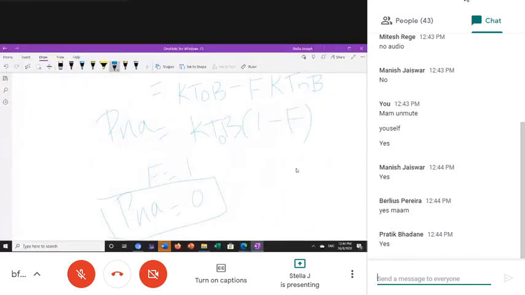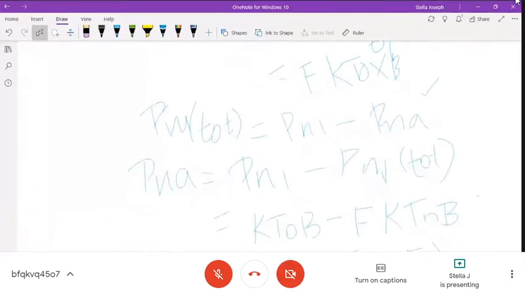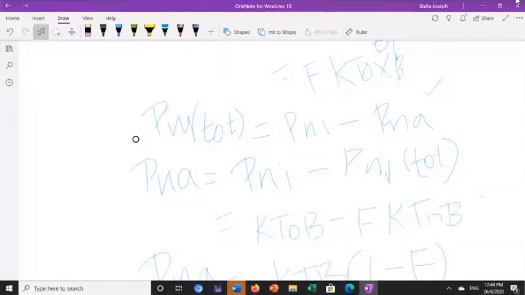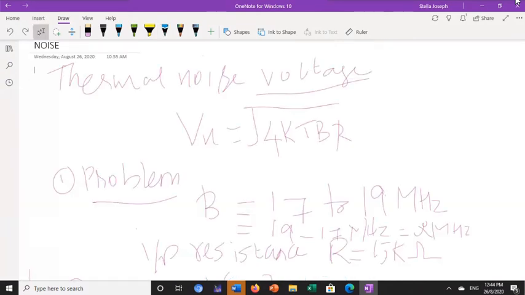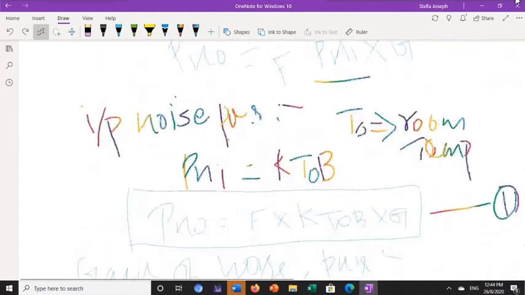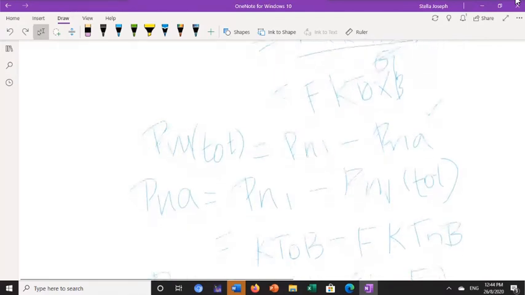Sorry. So here, the equation will become: this is my given equation, right? PNI total is equal to PNI minus PNA. So I need to find what is PNA. So interchange the equation: PNA is equal to PNI minus PNI total. What is the input noise power? As we know, it is KT0B, minus PNI total, which I found out is F into KT0B.